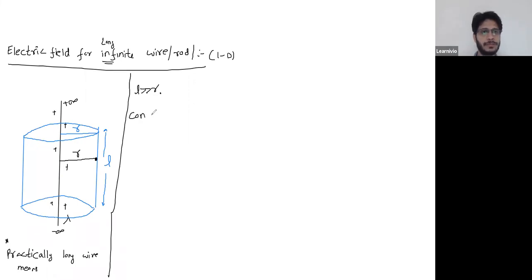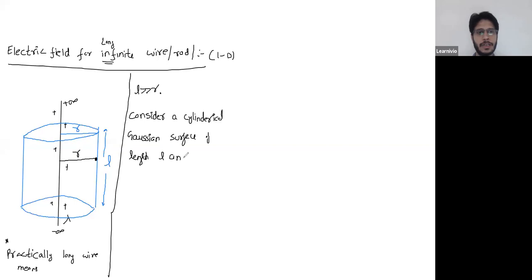So let's consider a cylindrical Gaussian surface of length L and radius r. Fatma, can you guess the direction of electric field here? Electric field is along the x-axis, y-axis, z-axis? Fatma, the direction of electric field here.